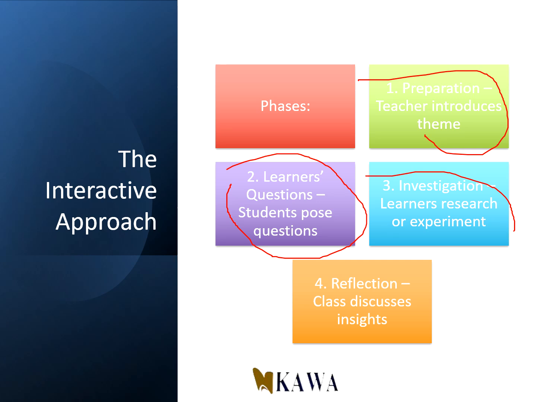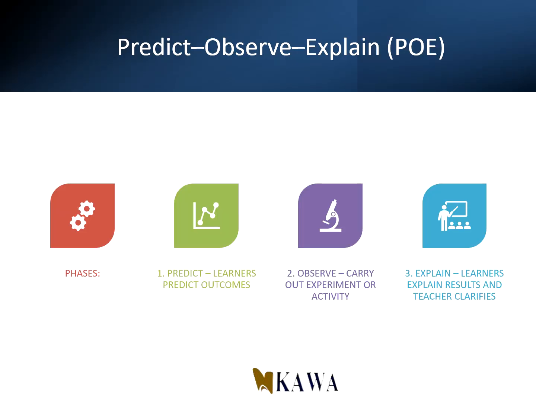So we now move to another approach called predict, observe, explain, POE. Colleagues, the predict, observe, explain method is especially powerful in science and mathematics because it allows learners to test their assumptions and confront misconceptions. Here is how it works step by step.